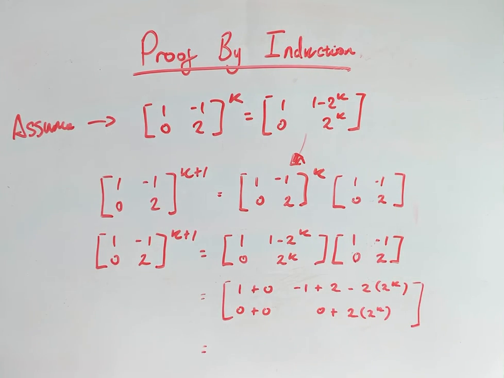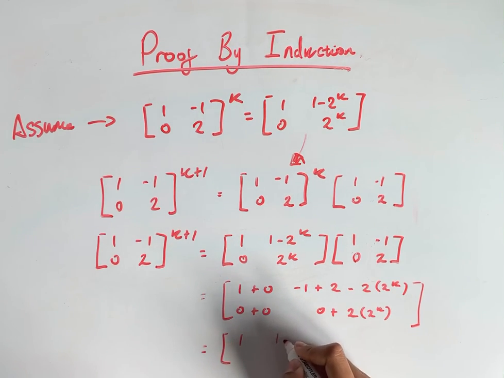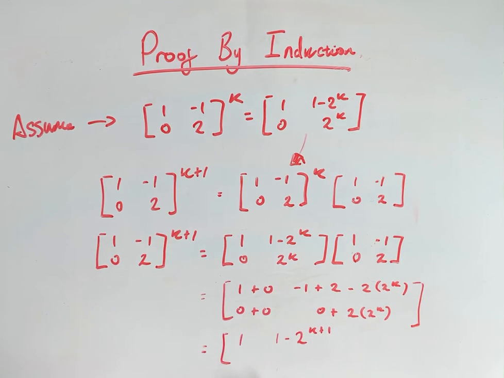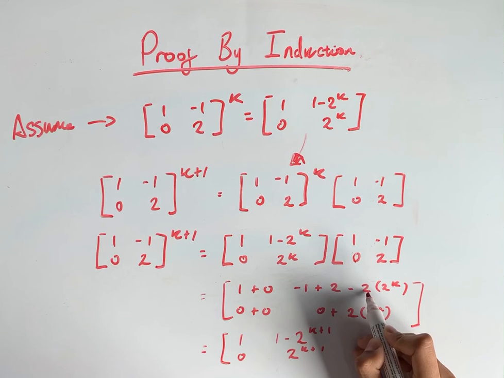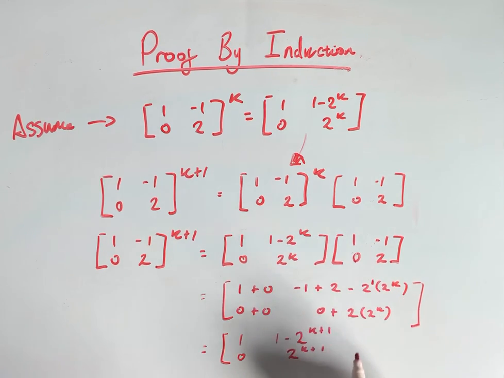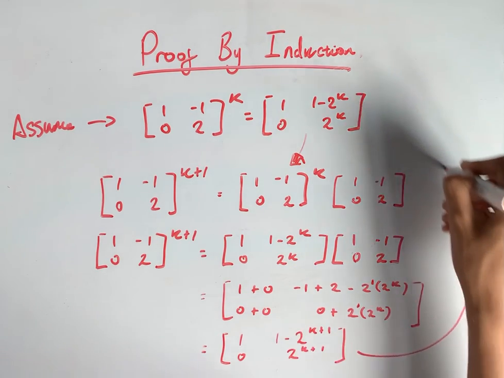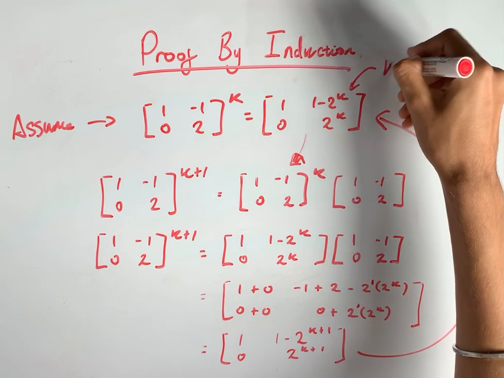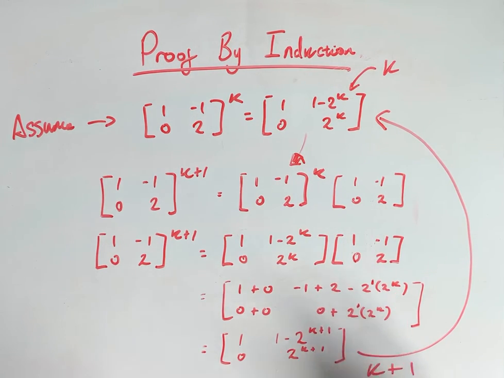But when we simplify this, we find that the matrix results in 1, minus 2 to the k plus 1, 0, and 2 to the k plus 1. Because look, 2 can be written as 2 to the 1, and when you have 2 to the 1 multiplied by 2 to the k, we add the powers, same over here, so we end up with k plus 1 and k plus 1 over there. And if you look, this is exactly what our initial statement is, but instead of k, we have k plus 1.